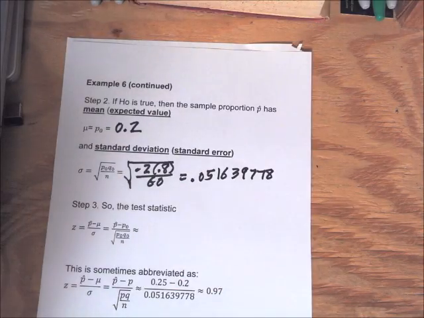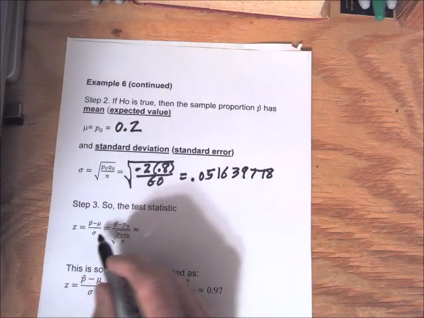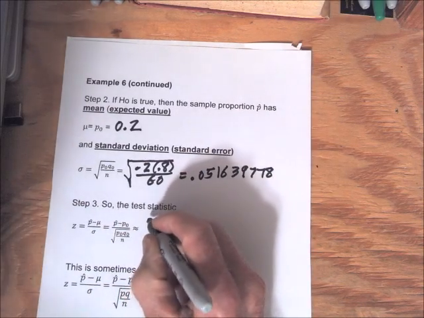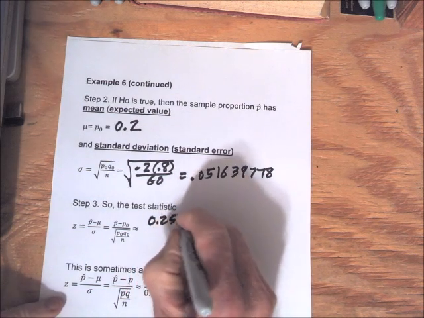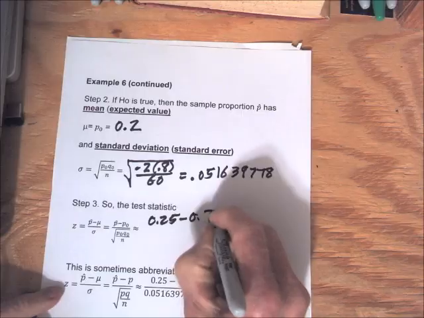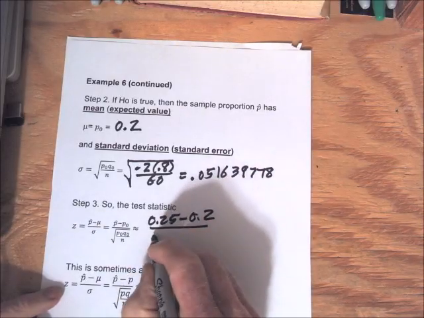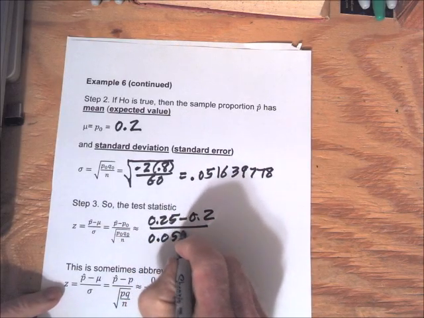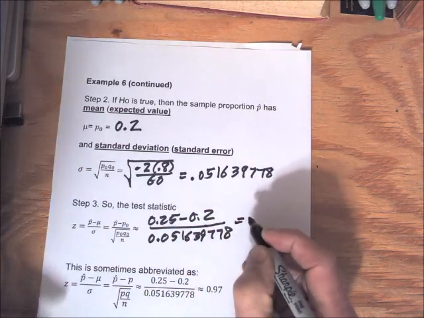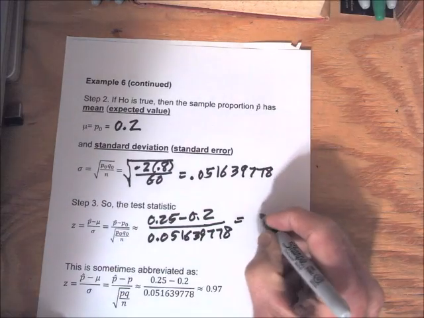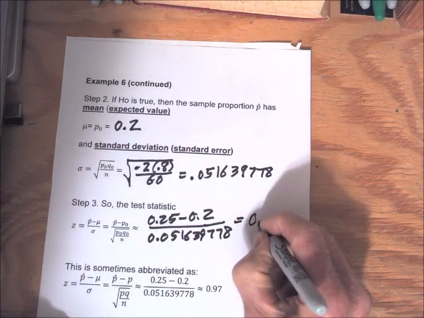Okay, so then we can compute the test statistic. It's a z-score. It's basically the same formula that we were working with earlier in the semester. It's the score minus the mean, divided by the standard deviation. In this case, our score is the sample proportion, which is 0.25, and the mean of p hat, if h0 is true, is 0.2, divided by the standard deviation of p hat, which is 0.0516397778. Do the subtraction first and then the division, and we get a z-score of approximately 0.97.